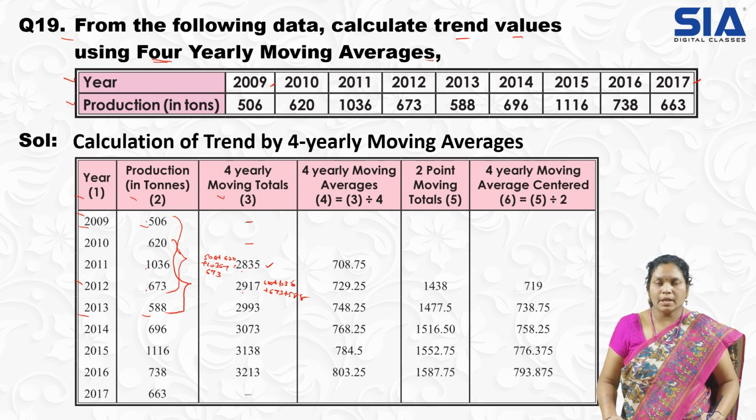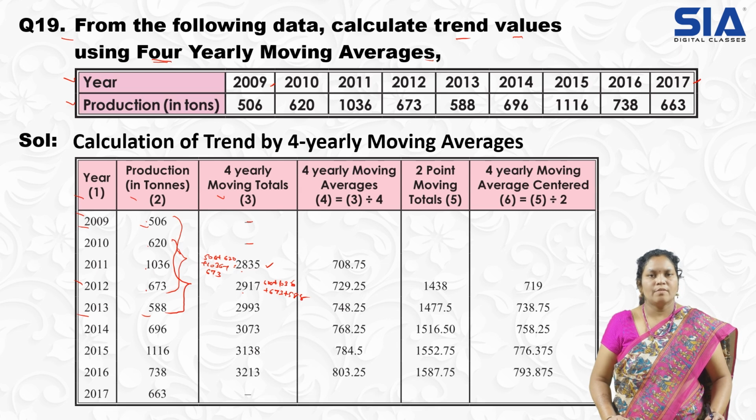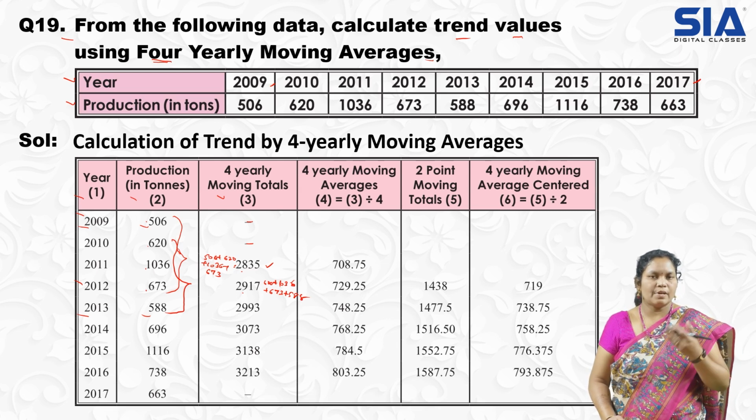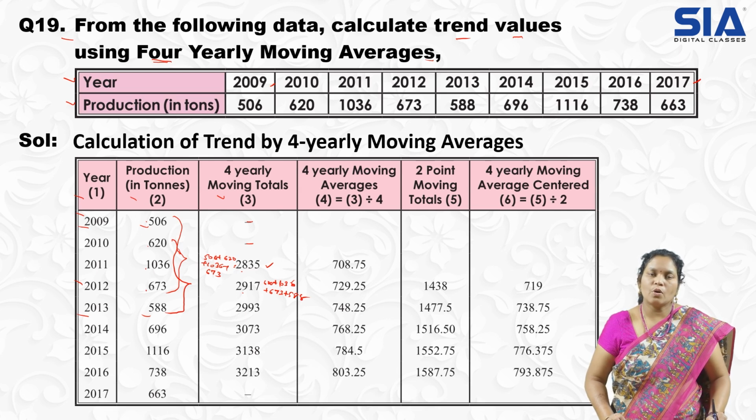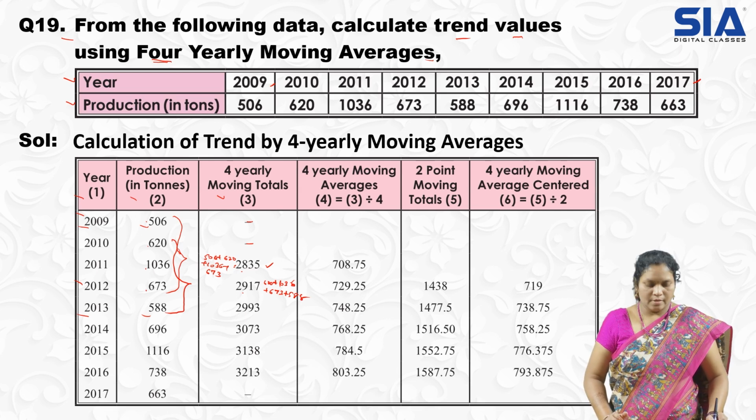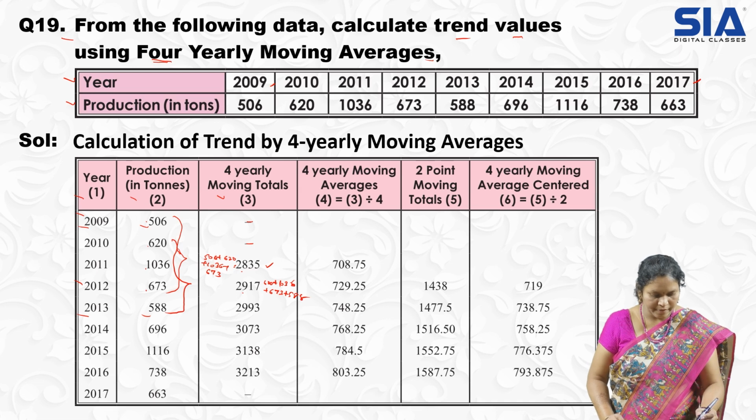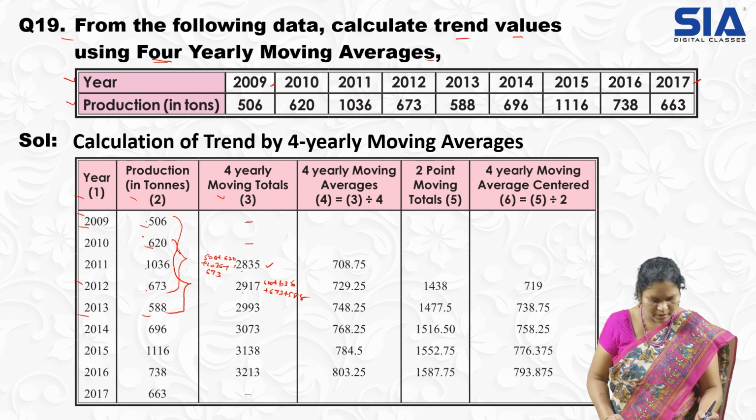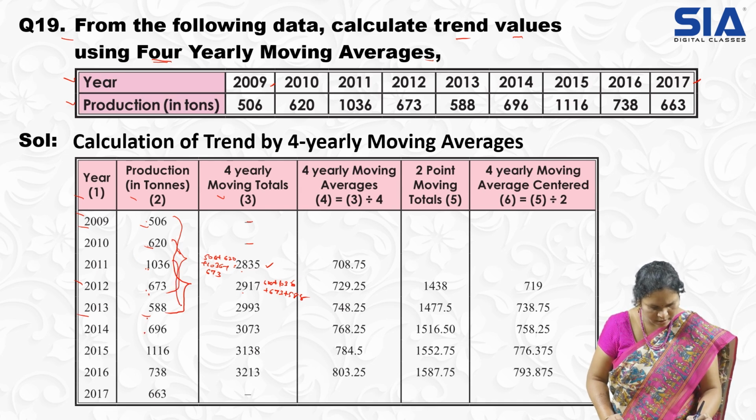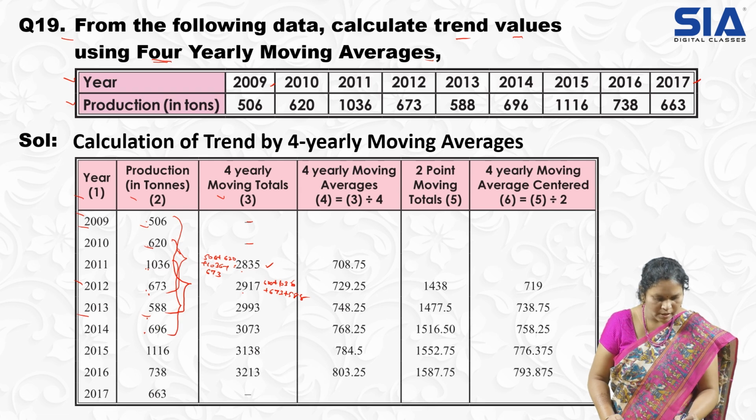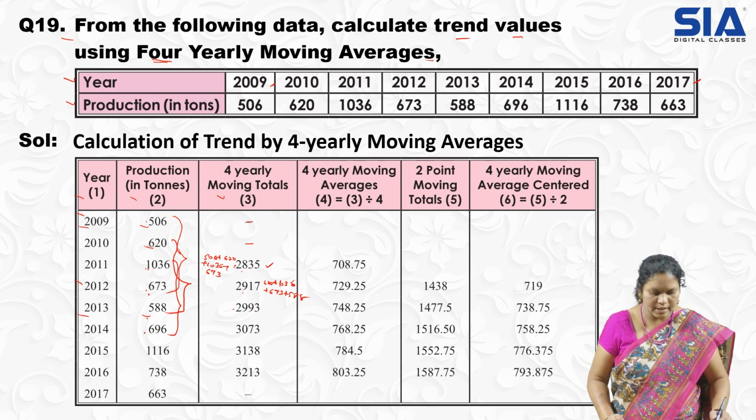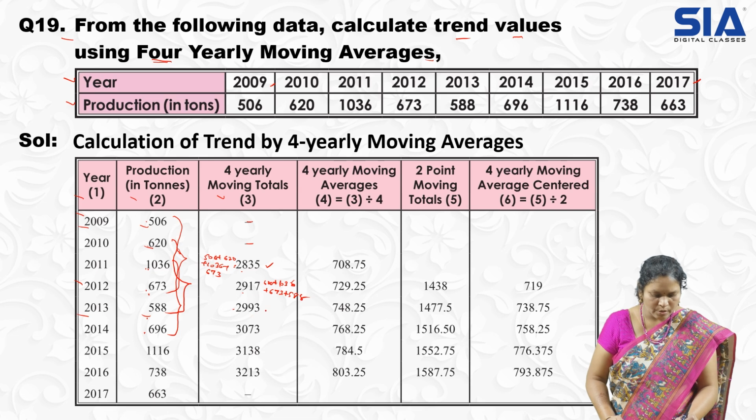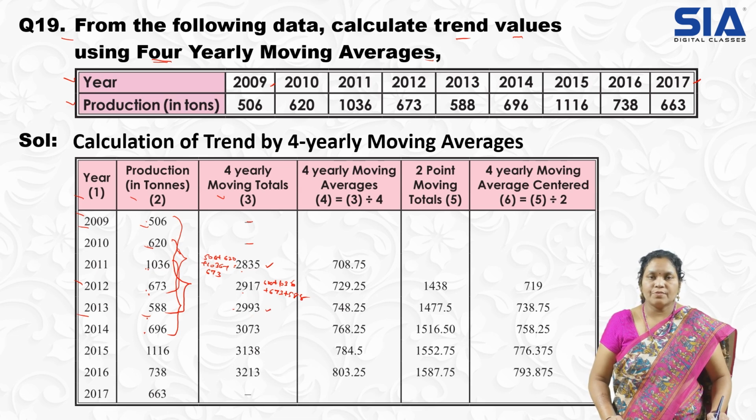This is how we get the 4 year moving total. First add up the first four, then leave the first value and add the next four, then leave the second value and add the next four, like that until the last value. Check the next value: leave the first two values, consider the next four values, 1, 2, 3, 4 up to here, and write it at the next value. If you add the next four values you will get 2993. Like that you have to go on doing.